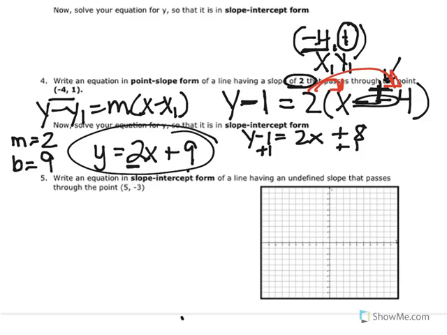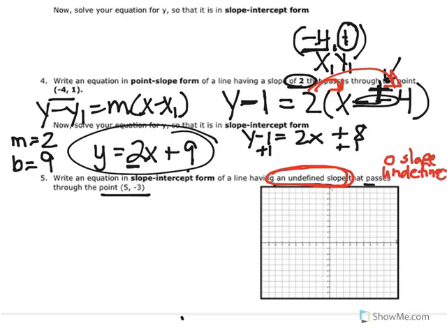Okay, it says write an equation, number 5. Again, a little tricky on this one. Write an equation in slope-intercept form of a line having an undefined slope and that passes through the point 5 comma negative 3. Okay, well this one's a little bit different because it tells you the slope is undefined, and that makes it special. Remember, our two kinds of lines that are special are zero slope and undefined slope.